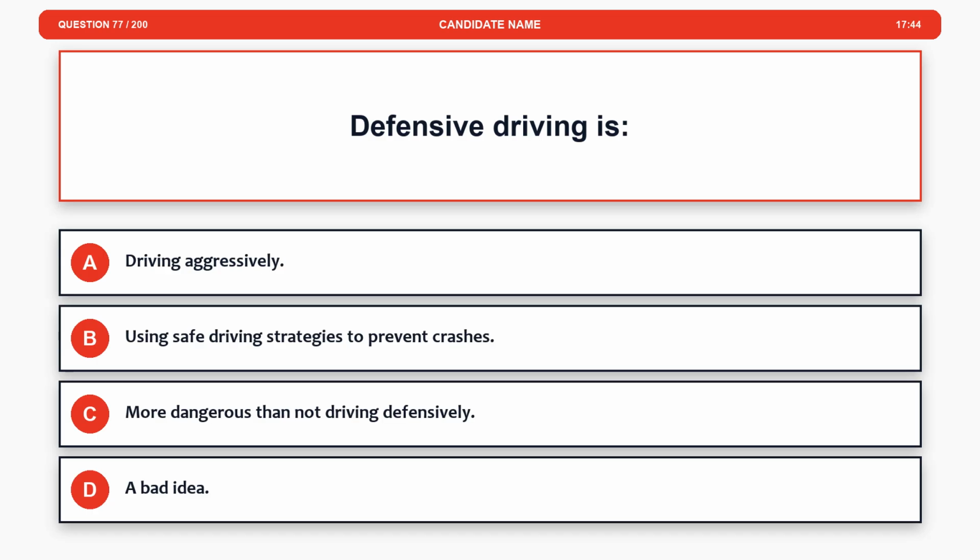Question 77. Defensive driving is: Option A, driving aggressively. Option B, using safe driving strategies to prevent crashes. Option C, more dangerous than not driving defensively. Option D, a bad idea.